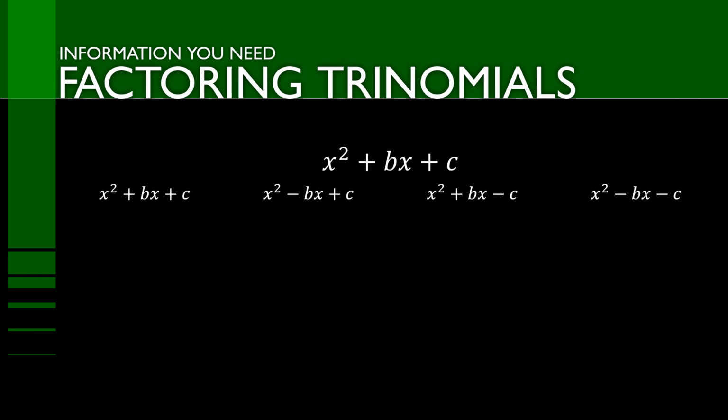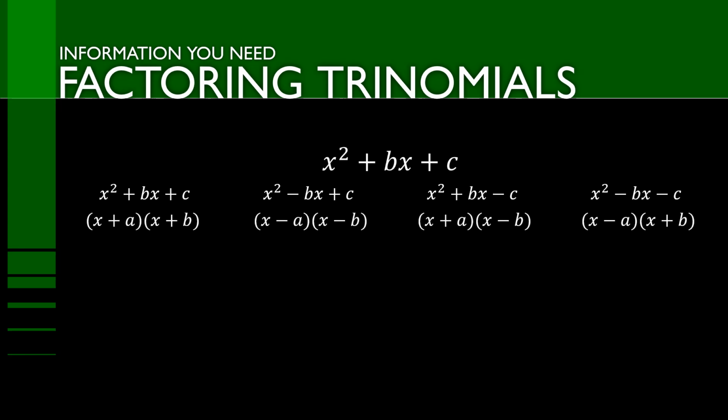To determine whether we've got two positives or two negatives, we look at the sign in front of the bx term. In this case, we've got a positive. So the positive c tells us they're the same, and the positive bx tells us they're both going to be positive. If we go over to x squared minus bx plus c, the positive in front of the c again tells us they're both the same sign, but the negative in front of the b tells us they're both going to be negative.